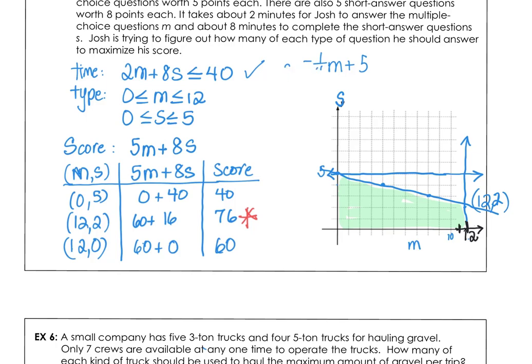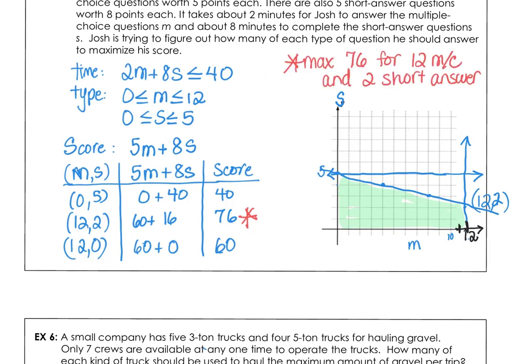So I guess we could erase this up here and write that in a sentence: his maximum score. So we have that maximum score there.